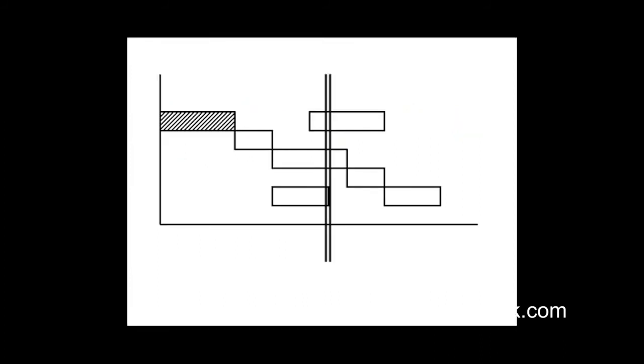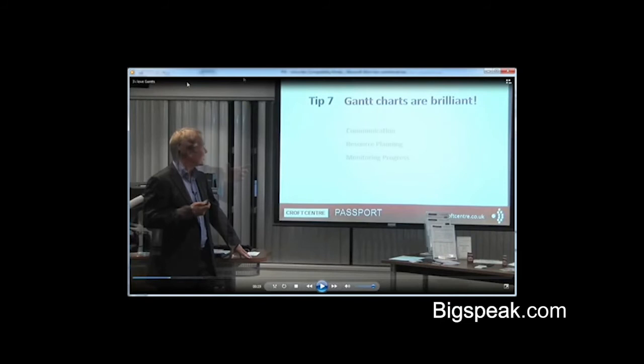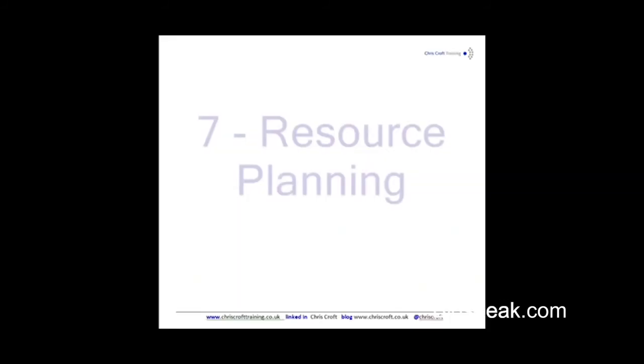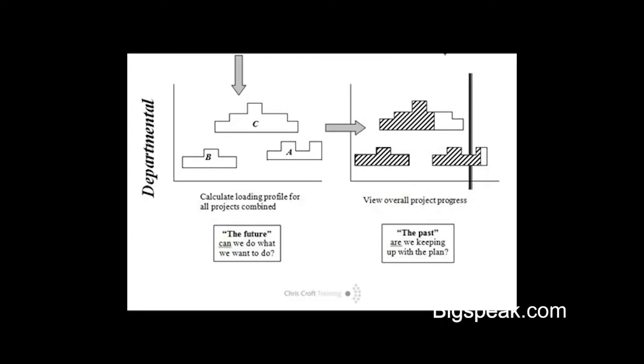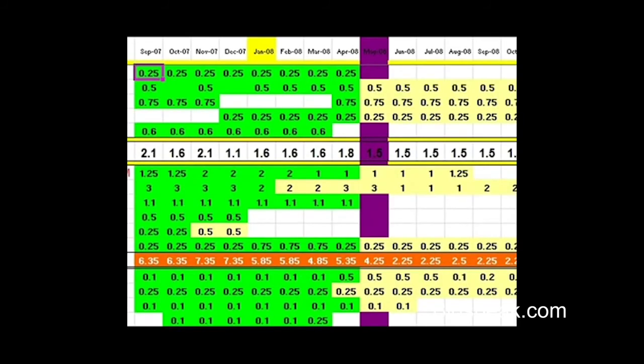So Gantt chart, completely essential. You have to have one. You can then go on to step 7, which is to think about resources in more detail, adding up vertically, and possibly even adding up all of your projects. Because if you've got a resource profile for each one, you can add up all the resource profiles to check that you are able to do all the projects that you want to do.